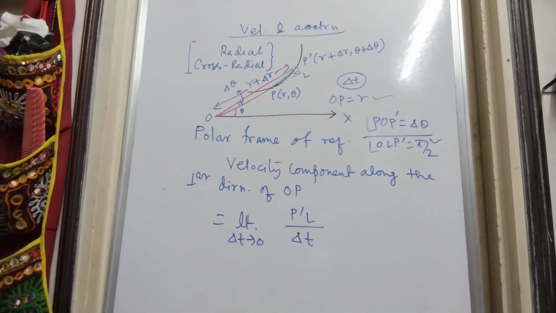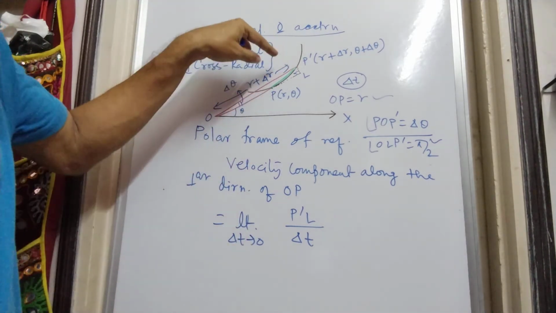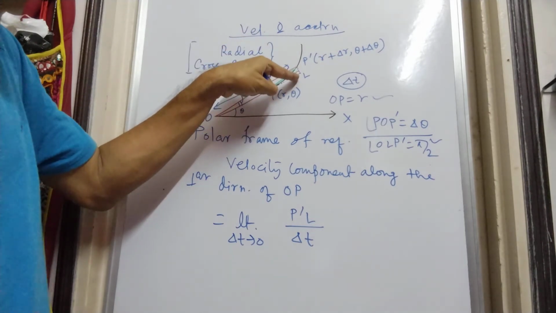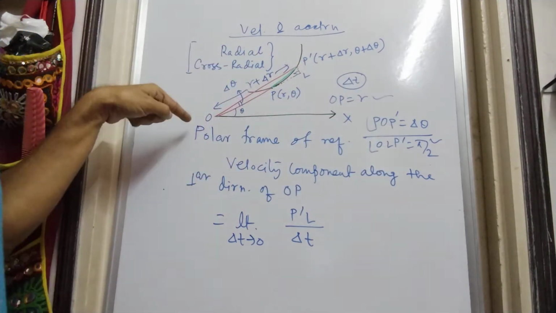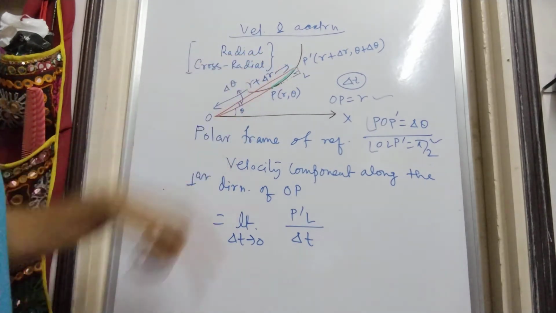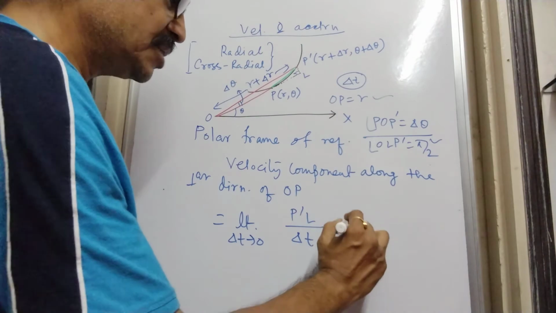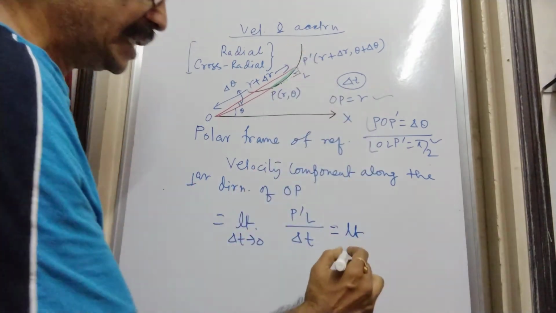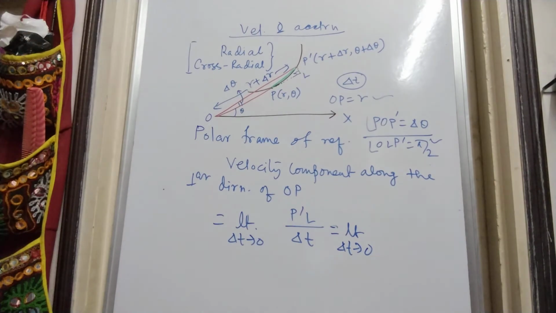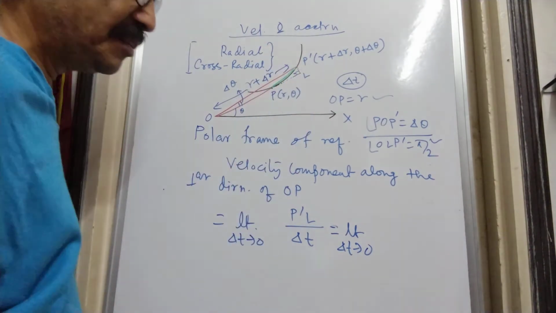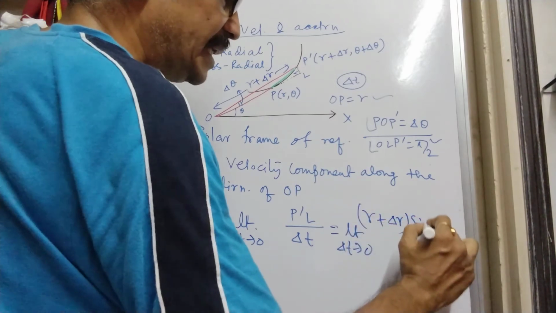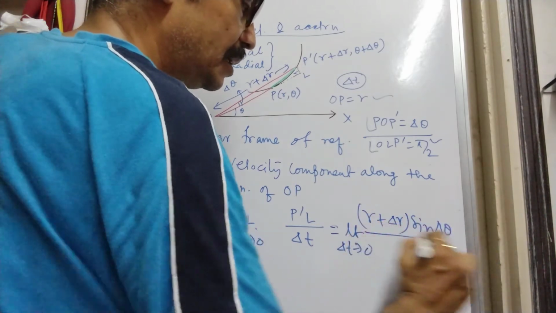It is also quite clear from the figure that P prime L will be the perpendicular of the triangle OP prime L, of which this is a 90 degree, this is a right angle triangle, and this angle is delta theta. So obviously this is (r plus delta r) sine delta theta. Isn't it so? P prime L is nothing but, since hypotenuse is r plus delta r, which is OP prime, so P prime L is the perpendicular, and it will be (r plus delta r) sine delta theta by delta t. Clear?